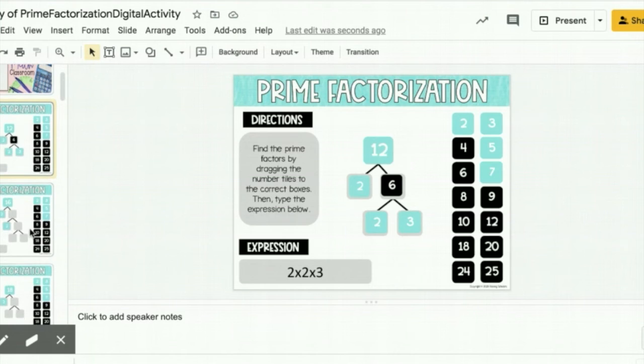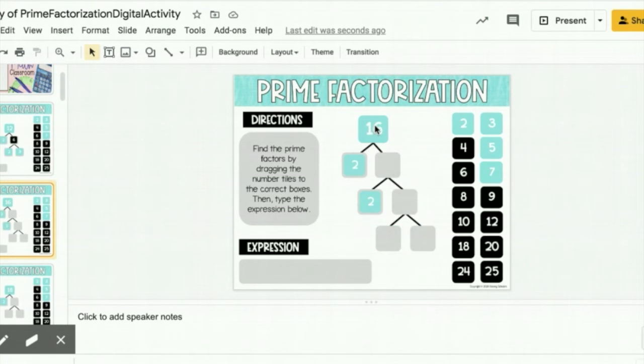All right, let's look at the next one. So now I've got 16. I'm wanting to split 16 into my prime factors. So my first step is to figure out what is multiplied to get 16. Well, they said that 2 times something was 16, right? I know that 2 times 8 is 16, right? So 2 times 8 is definitely 16. Now, 8 is not prime, so that means 2 times something has to be 8. Well, I know 2 times 4 is 8.